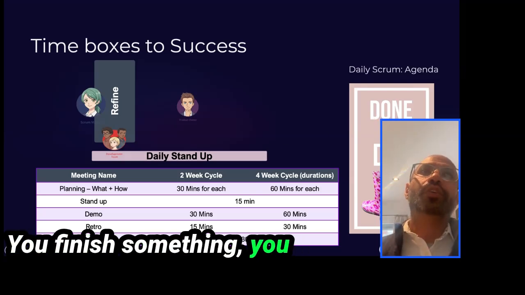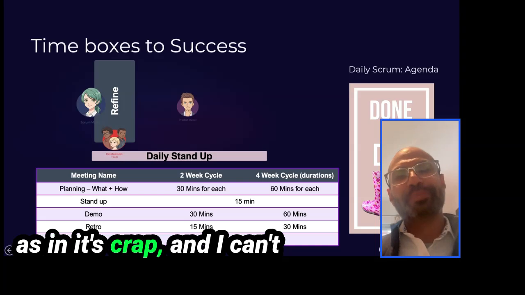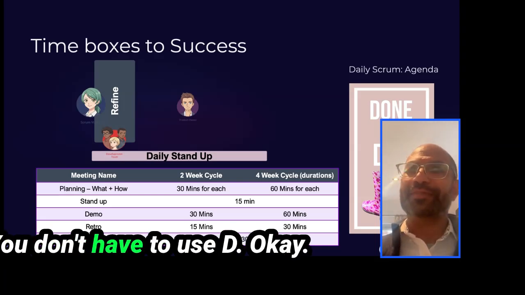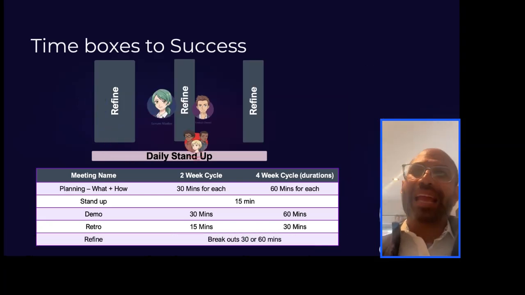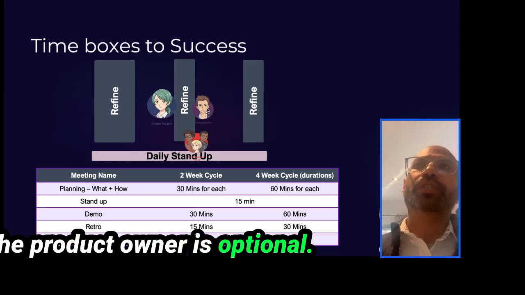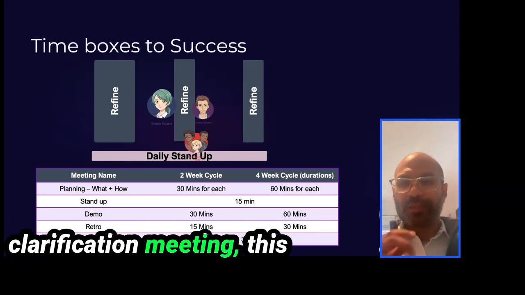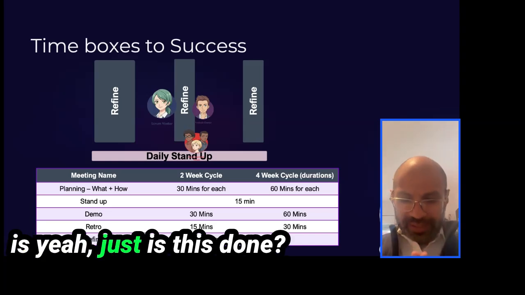You finish something, you're doing something. And I've used the term done as in it's crap and I can't actually progress with it. You don't have to use done. Every day, 15 minutes, everyone comes. The product owner is optional. There's nothing for them there because this isn't a clarification meeting. This is just, is this done?